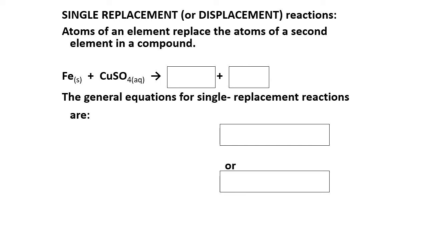Single replacement or displacement reactions. Atoms of an element replace the atoms of a second element in a compound. Okay, so this is the one I call the breakup. So we have right here a lovely couple, copper sulfate. Okay, they're together, they're all bonded, they're happy, but along comes sexy, sexy iron. And iron's like, I am bigger, I am stronger, and I am more reactive. And sulfate's like, ooh, you're so sexy.